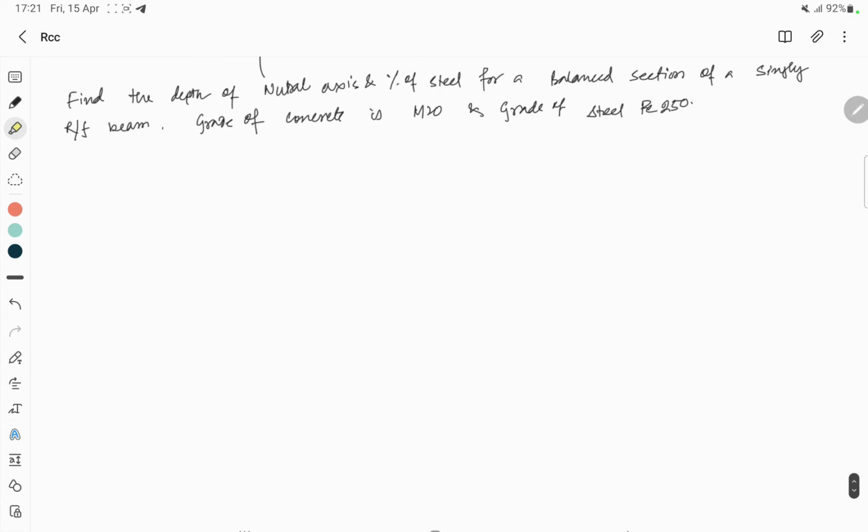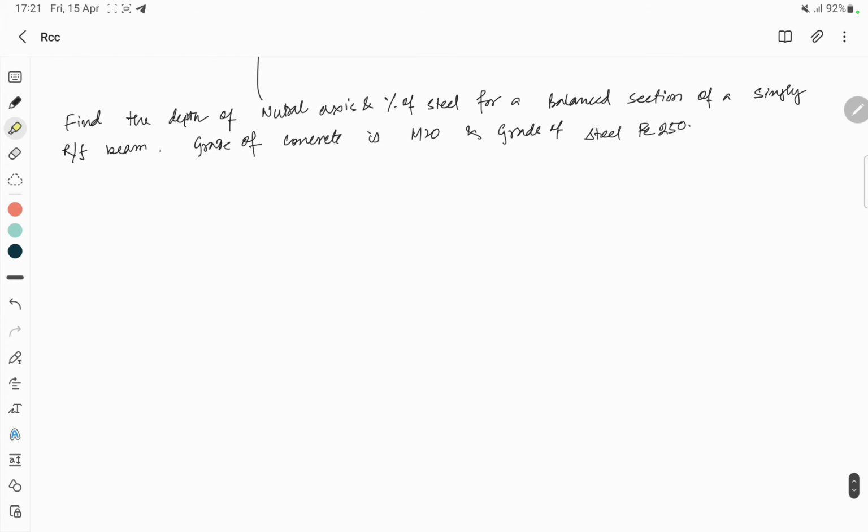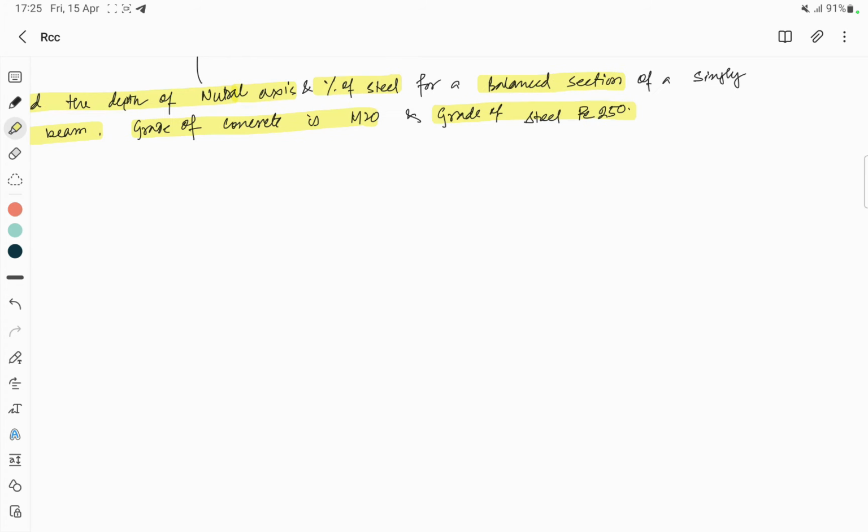In this video, we'll learn how to solve this question. Find the depth of neutral axis and percentage of steel for a balanced section of a singly reinforced beam. Grade of concrete is M20. Grade of steel is Fe250.